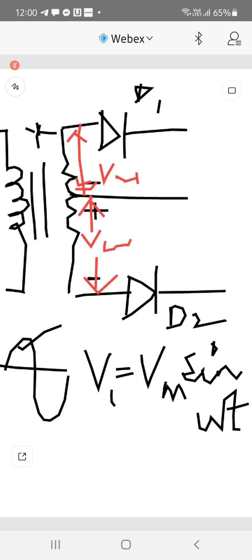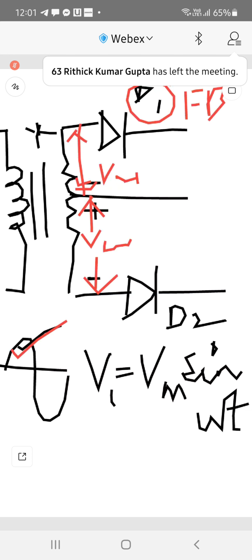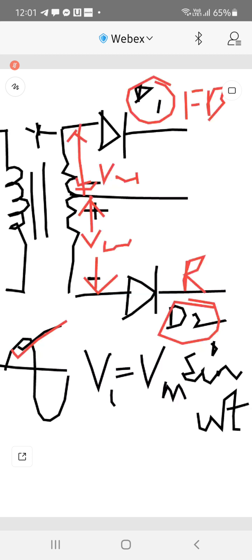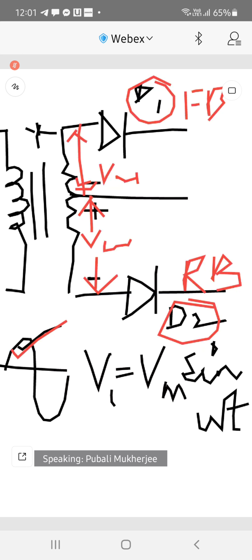Okay, so what happens during the positive half cycle, as we discussed yesterday or the day before: during the positive half cycle, D1 is forward biased and D2 is reverse biased. Okay, D2 is reverse biased, right? D2 is, because the positive of D2 is getting a negative supply.